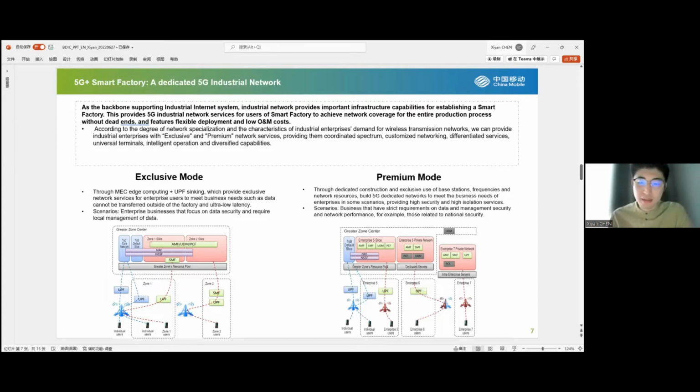For example, the enterprise can have their own base station, their own spectrums and frequencies. So this premium mode is mostly for businesses that have strict requirements on data and management of network performance, for example, national security related business. And for normal business, we can use the executive mode, which does not give them their own base station, but they can have their own part of the network for their business.